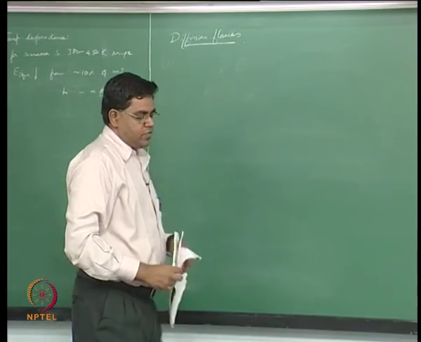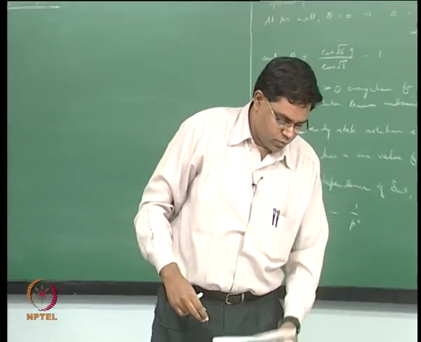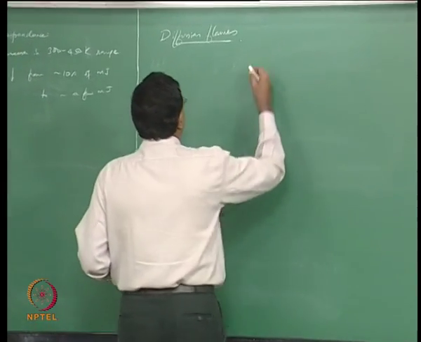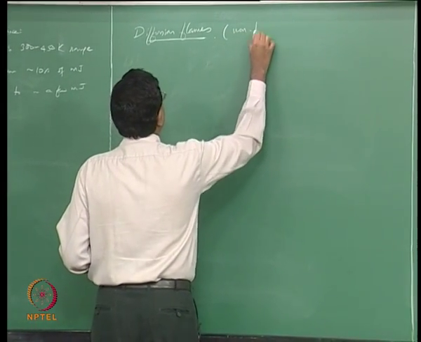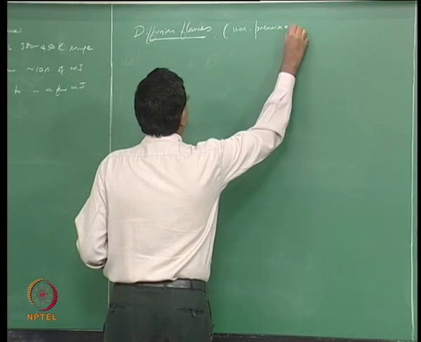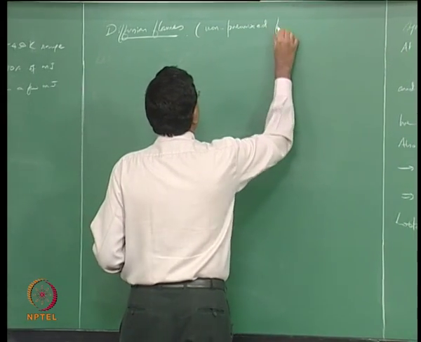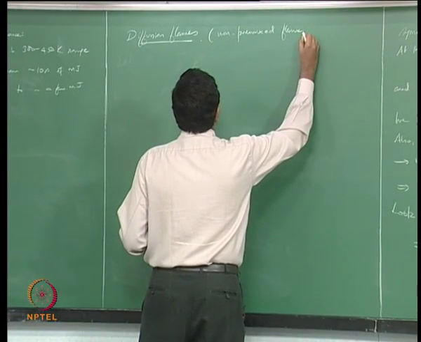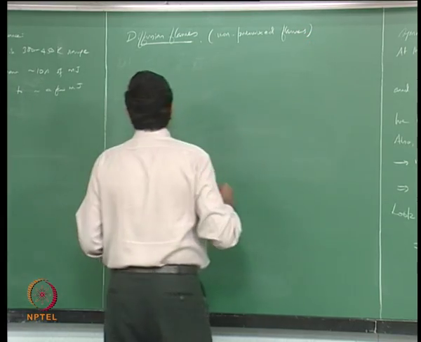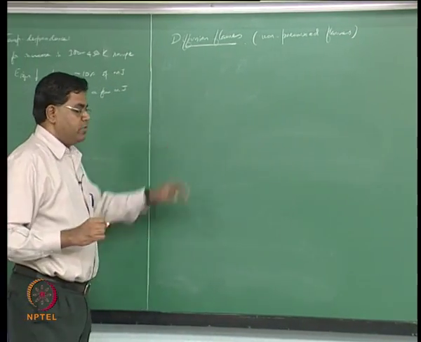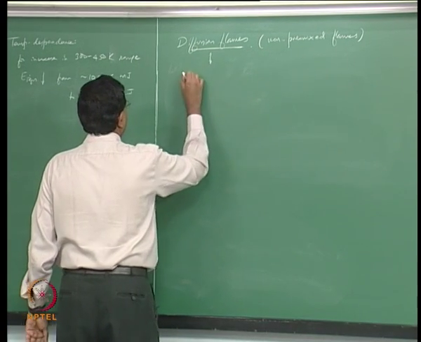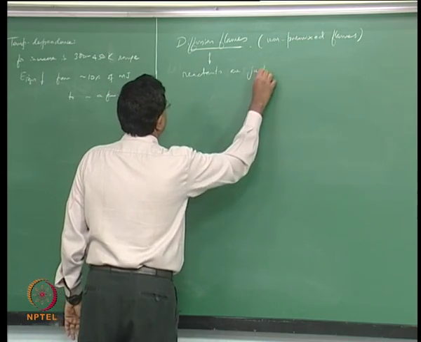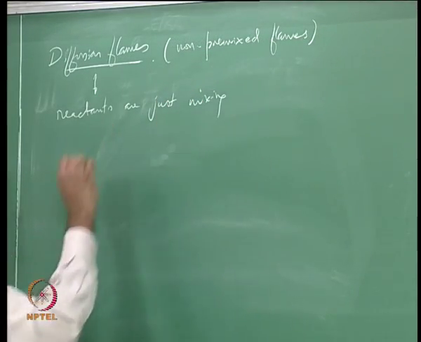Now, diffusion flames is kind of the classical term for flames that are essentially non-premixed. So the modern terminology for this is simply non-premixed flames. So we have to understand why we are getting these different semantic notions about this. What we mean by a diffusion flame is that the reactants are just mixing at the flame.